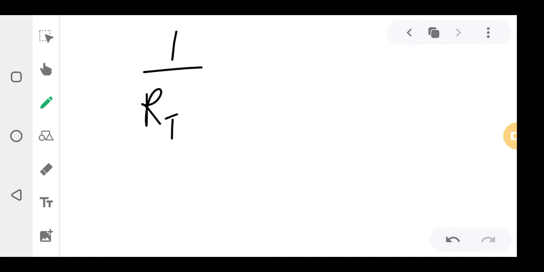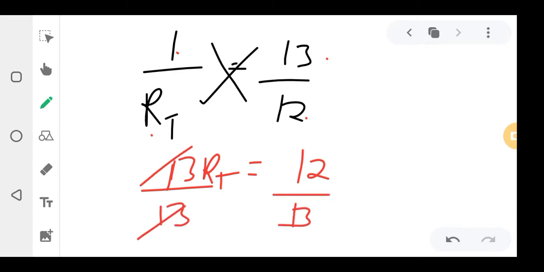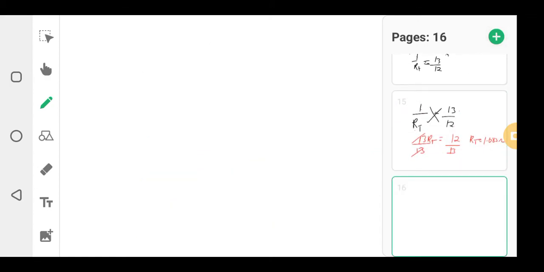So 1 over RT is equal to 13 over 12. Then you cross multiply. When you cross multiply, RT times 13, it will be 13 RT is equal to 1 times 12, it is 12. You divide by 13 this side, divide by 13 this side. RT is going to be equal to what? What is 12 divided by 13, guys? It will give you 1 point something. 1.083 ohms. That's how you do it. So that's how you deal with resistance in series and resistance in parallel.